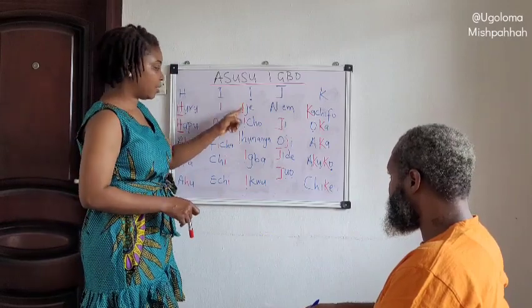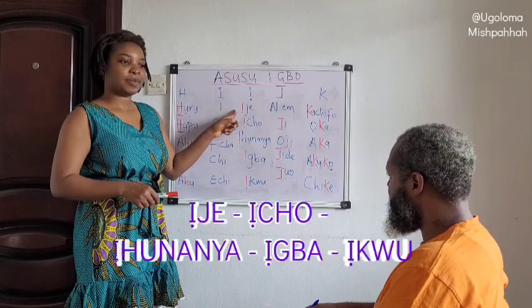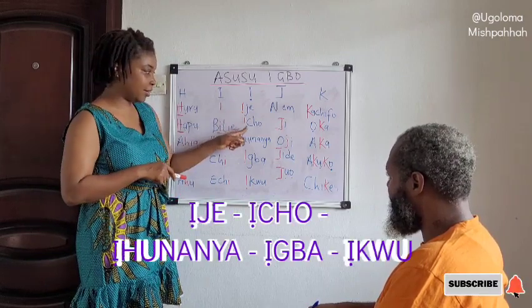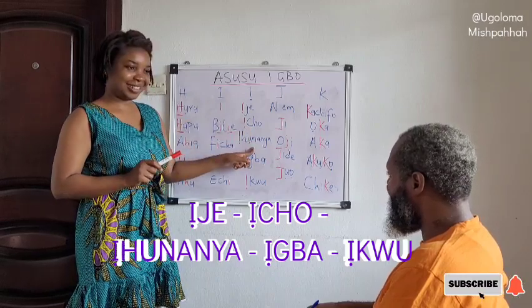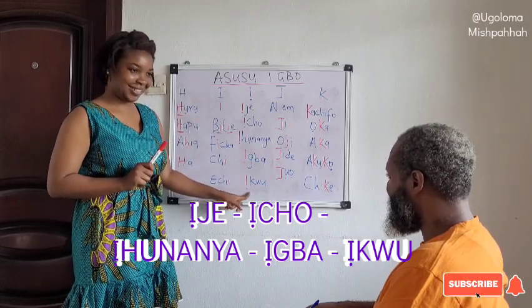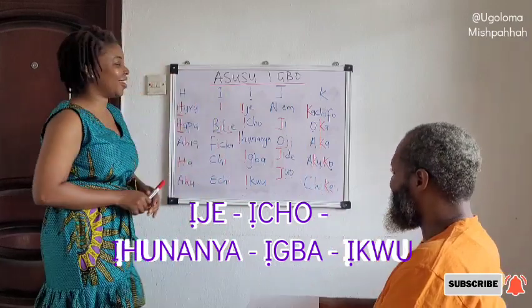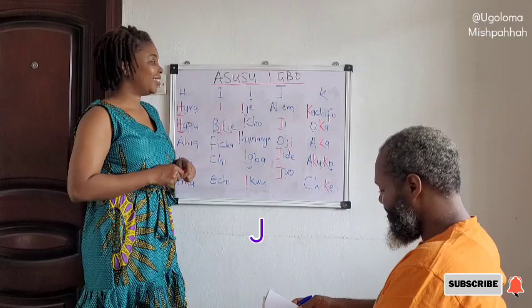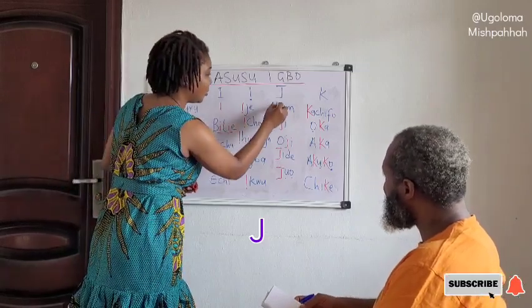All right, now it's time to pronounce all of them one after the other. Ready? Ije. Icho. Ihunanya. Iwa. Ikwu. Correct. Give me 5. Yes, good job. Okay, now it's time to go to Je. Je. Say that. Okay.